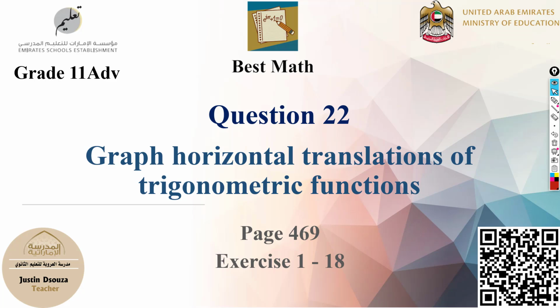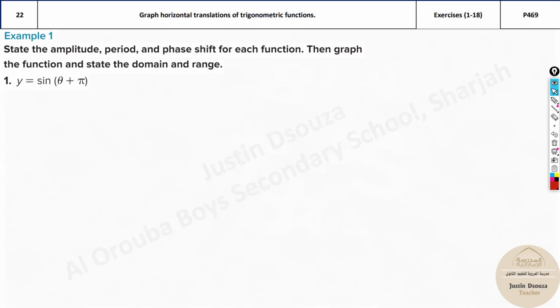Now we will do the last question. It is to graph horizontal translations of trigonometric functions. Here, we must know a few of the basic graphs of trigonometric functions, that is sine, cos, tan, and everything. Once you know the basics, then you can easily graph them.